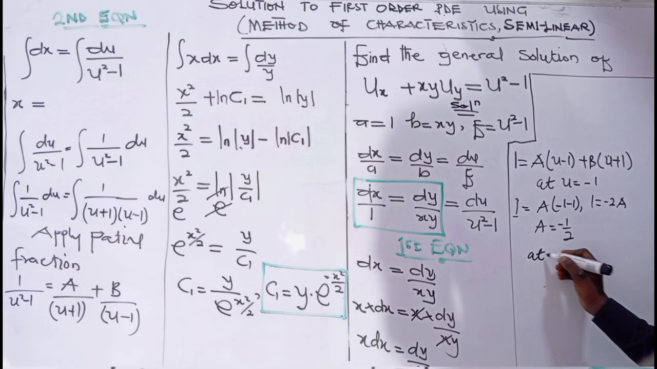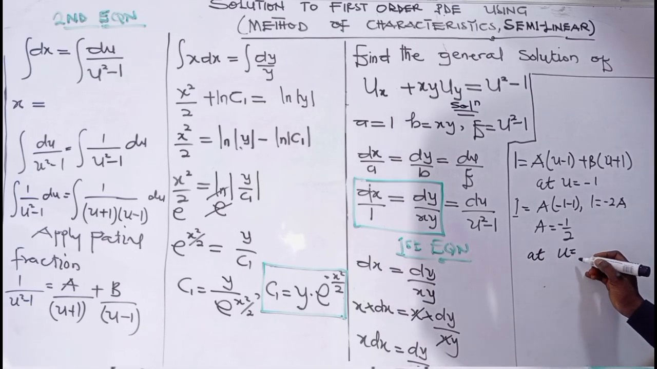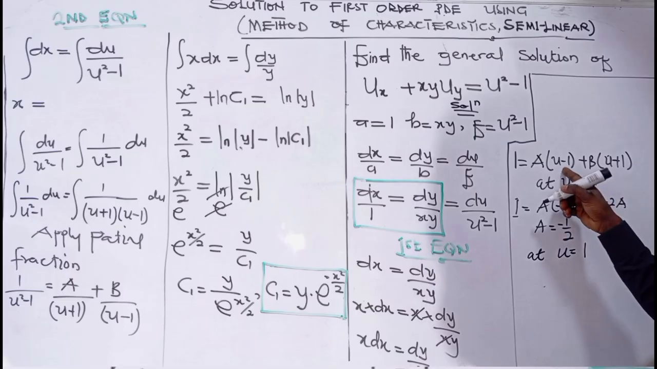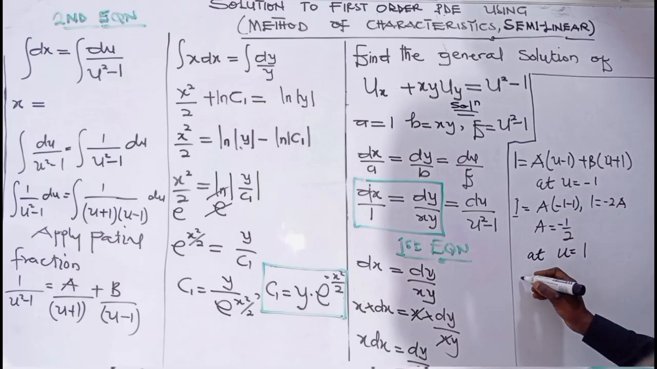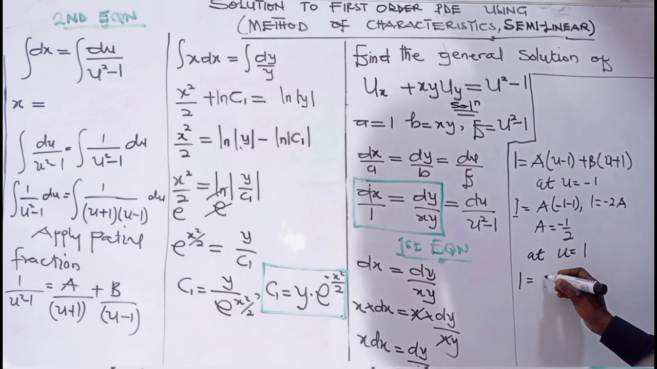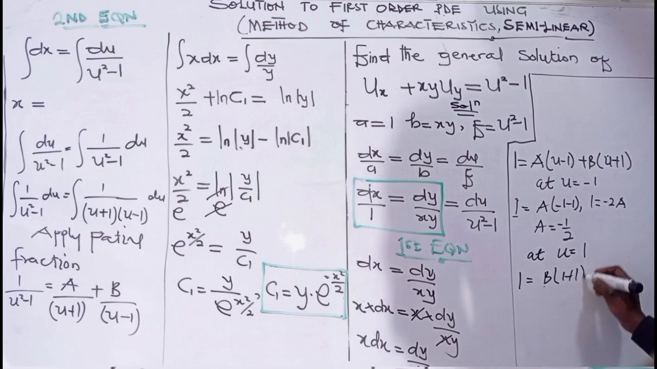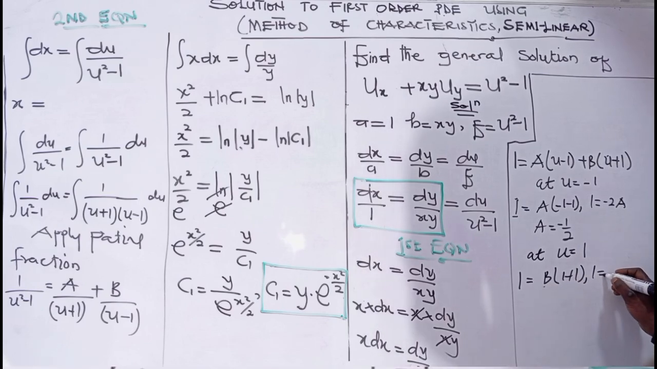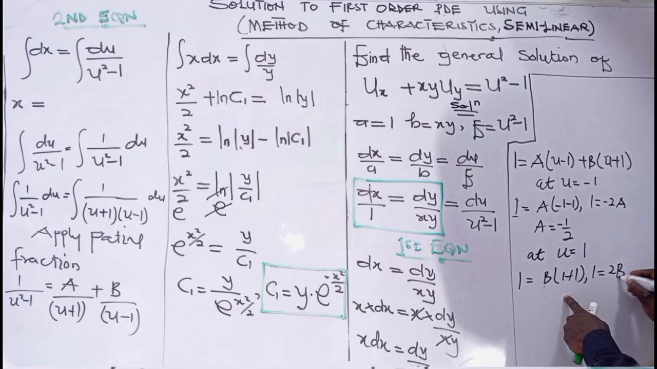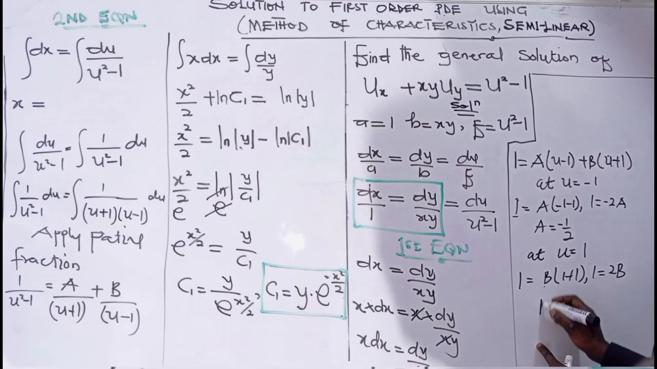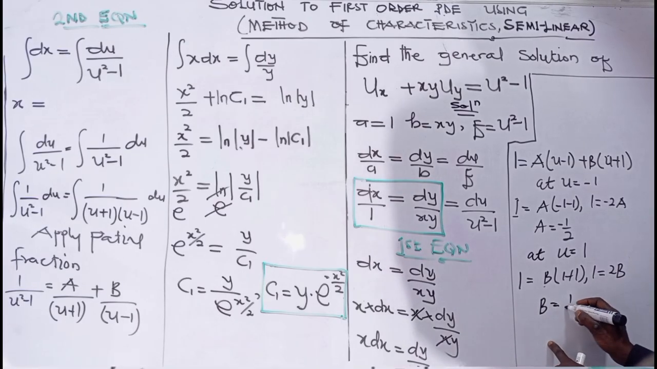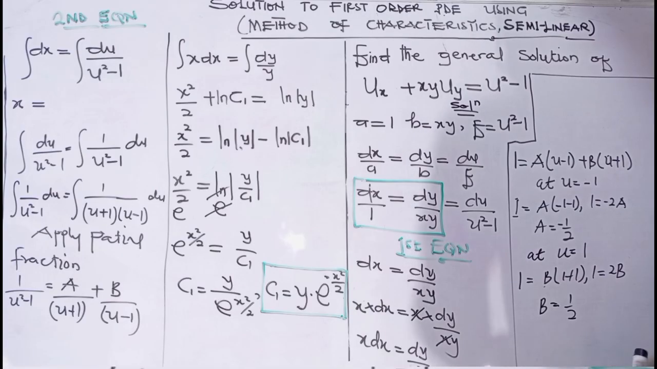Now at u is equal to positive 1, this one will go to 0, so we'll be left with this one. So we have 1 is equal to b, and then we have 1 plus 1, and that is going to give us 1 is equal to 2b. So from here we can say that our b is equal to 1 all over 2.